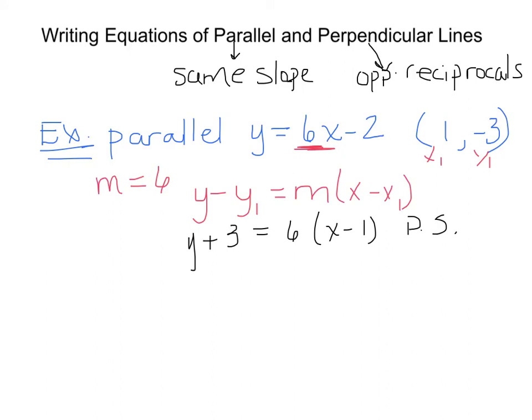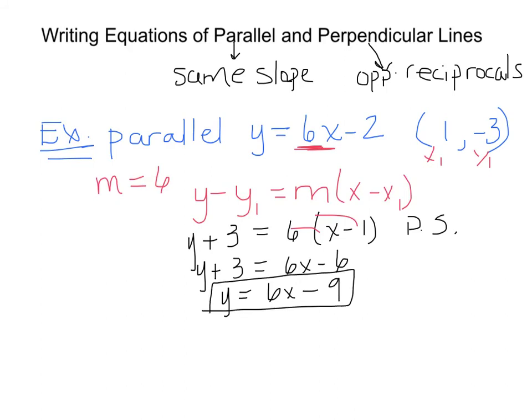I'm going to go through all of them so we can understand the different forms. Let's go to slope-intercept. That means we would have to keep going with distributing. y plus 3 equals 6x minus 6. Then you get the y by itself by subtracting 3 from both sides. So you get 6x minus 9. That would be slope-intercept, which is where most times we would stop.